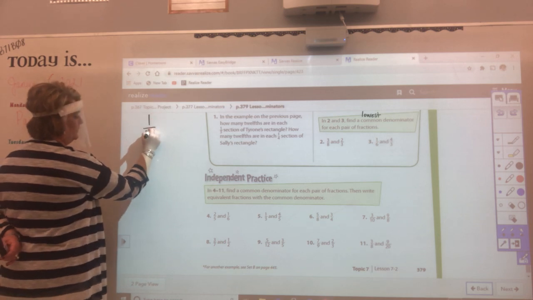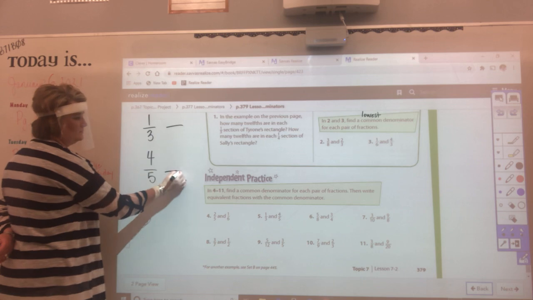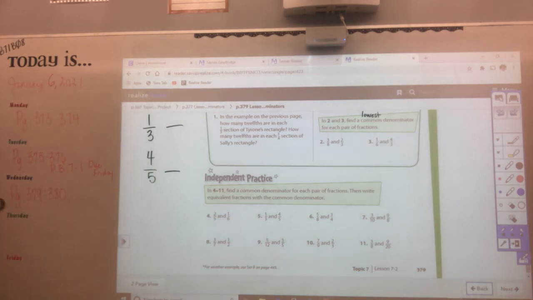Number 5, 1/3 and 4/5. Look, I got it right here off my paper, just like you have it on your paper. I would say don't write so big, okay? Write a little bit smaller because you're going to end up using too much paper.